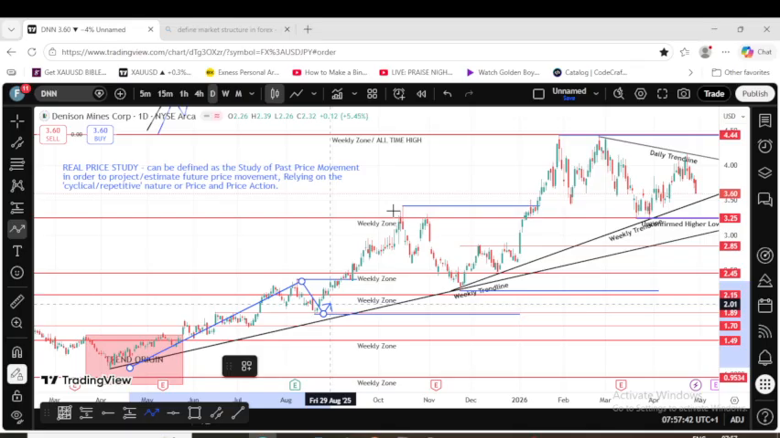So this is how we're going to do our real price study. We're going to come to each of the correctional moves that price has made in the past, circle them, then go down to the lower time frame to see how price acted in those regions, to give us an idea of what price will do in the current correctional phase. So now let's delete the blue line and go down to the 4-hour time frame and see if there are any patterns that we can spot.